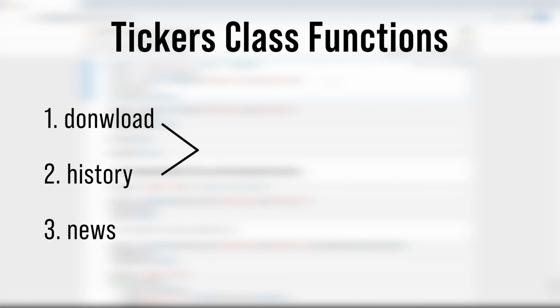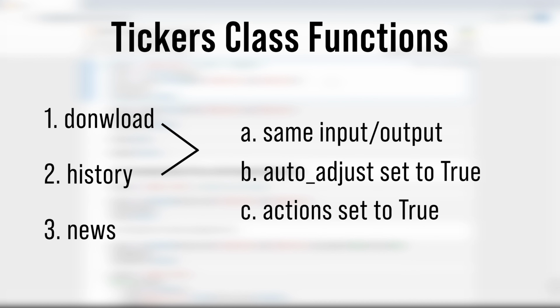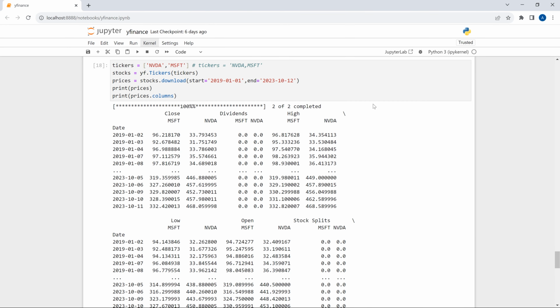Note that the tickers class uses the same standalone download function we will look at shortly. Both history and download functions have exactly the same input-output. So it doesn't matter which one you use. Just remember that the auto-adjust and actions parameters are set to true by default in both history and download functions under the tickers class. This means that you will get adjusted prices as well as data for dividends and stock splits. As you see, the results for download and history functions are exactly the same.